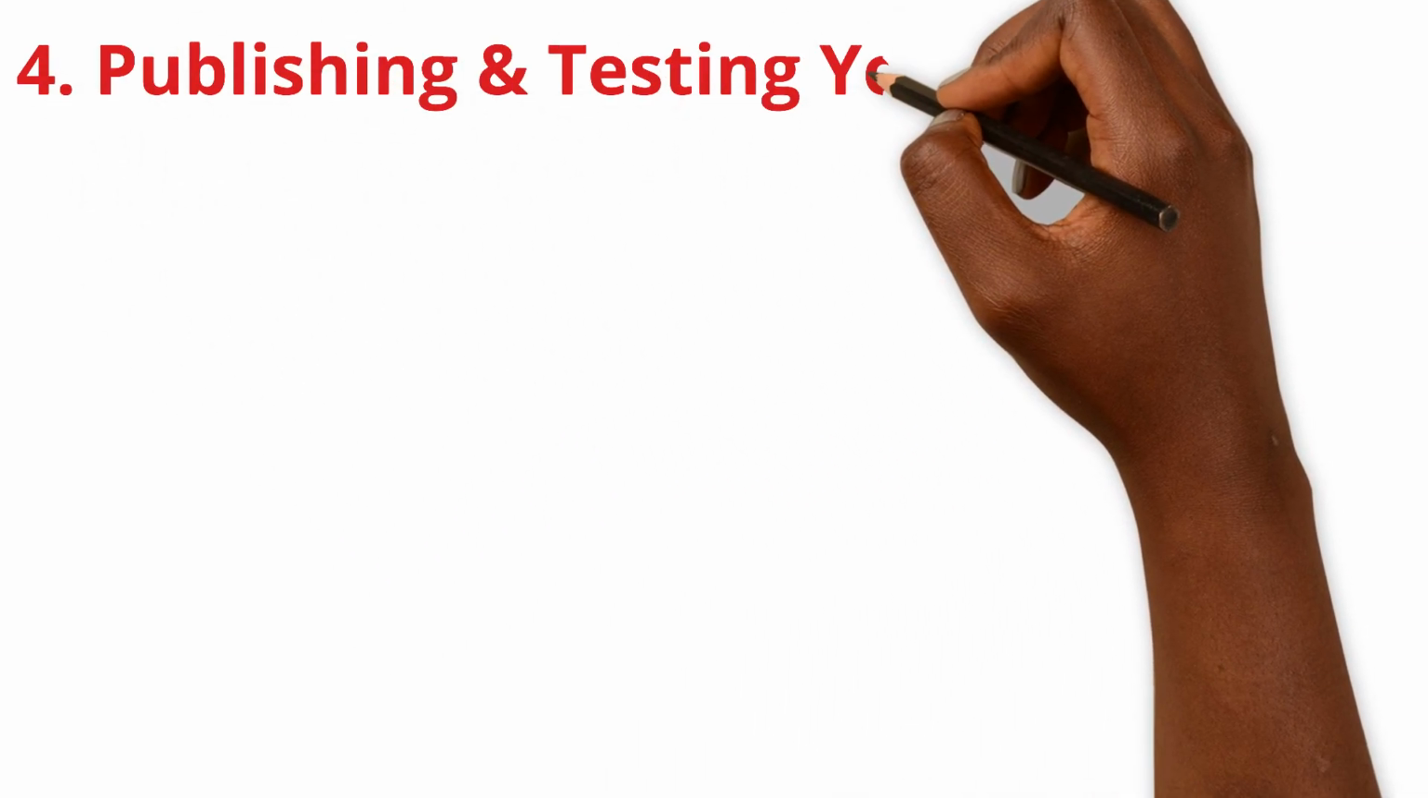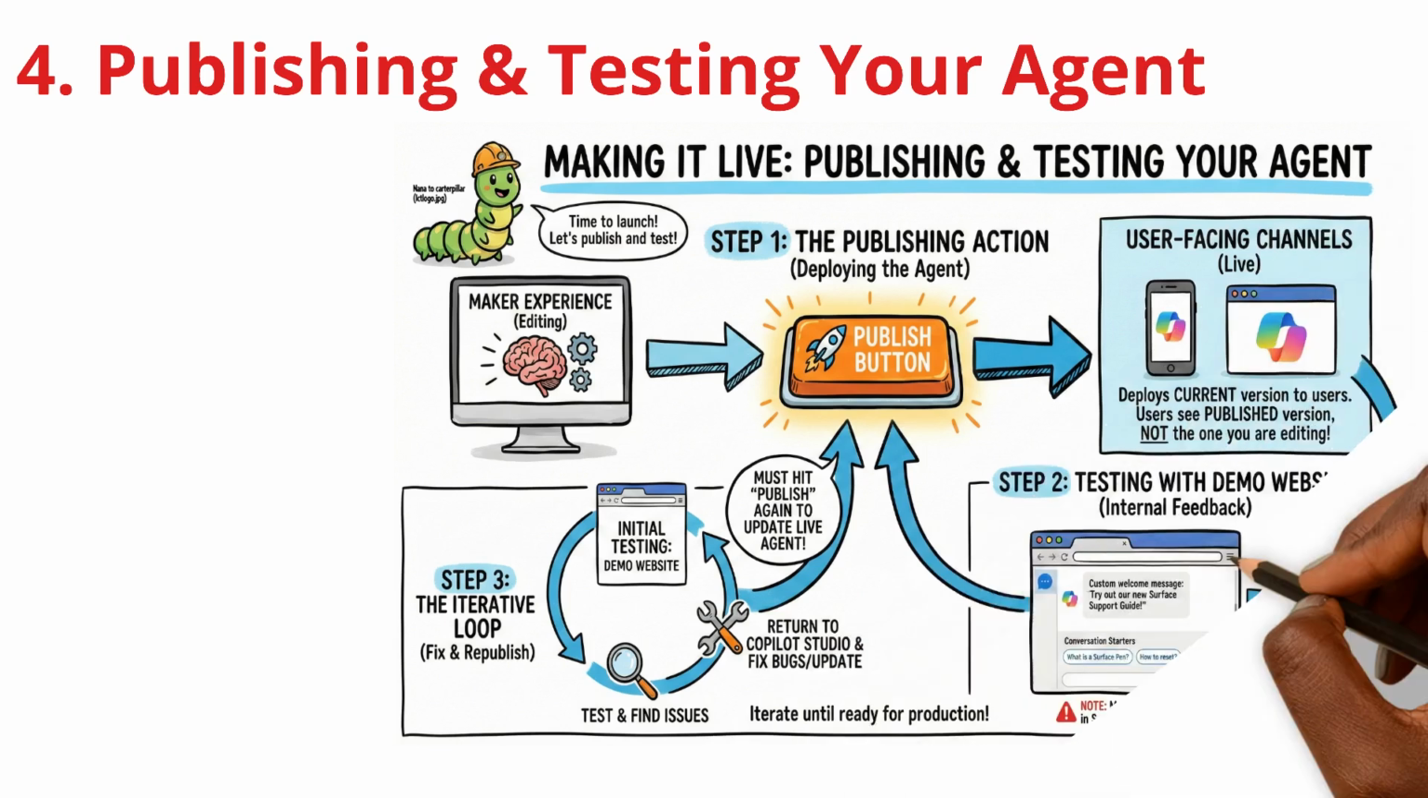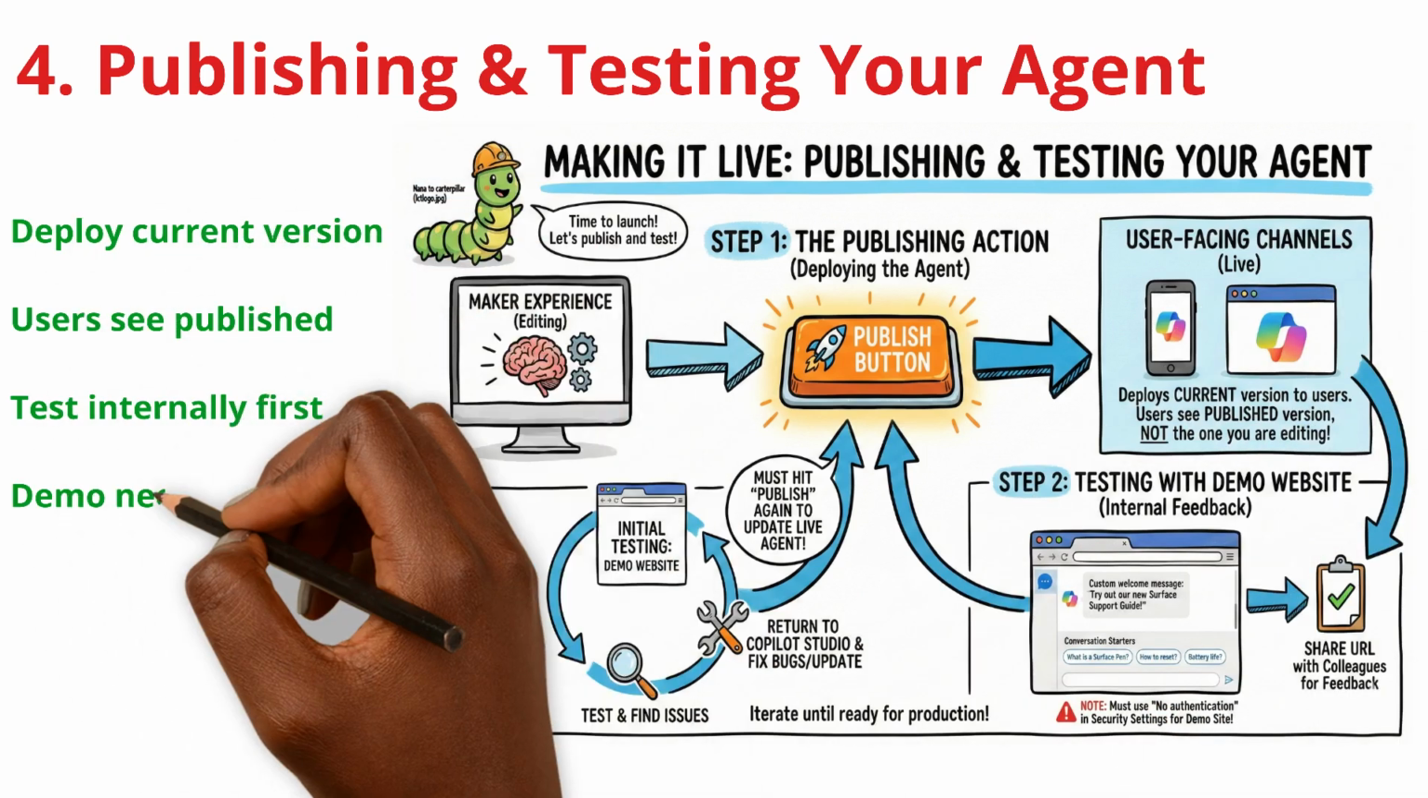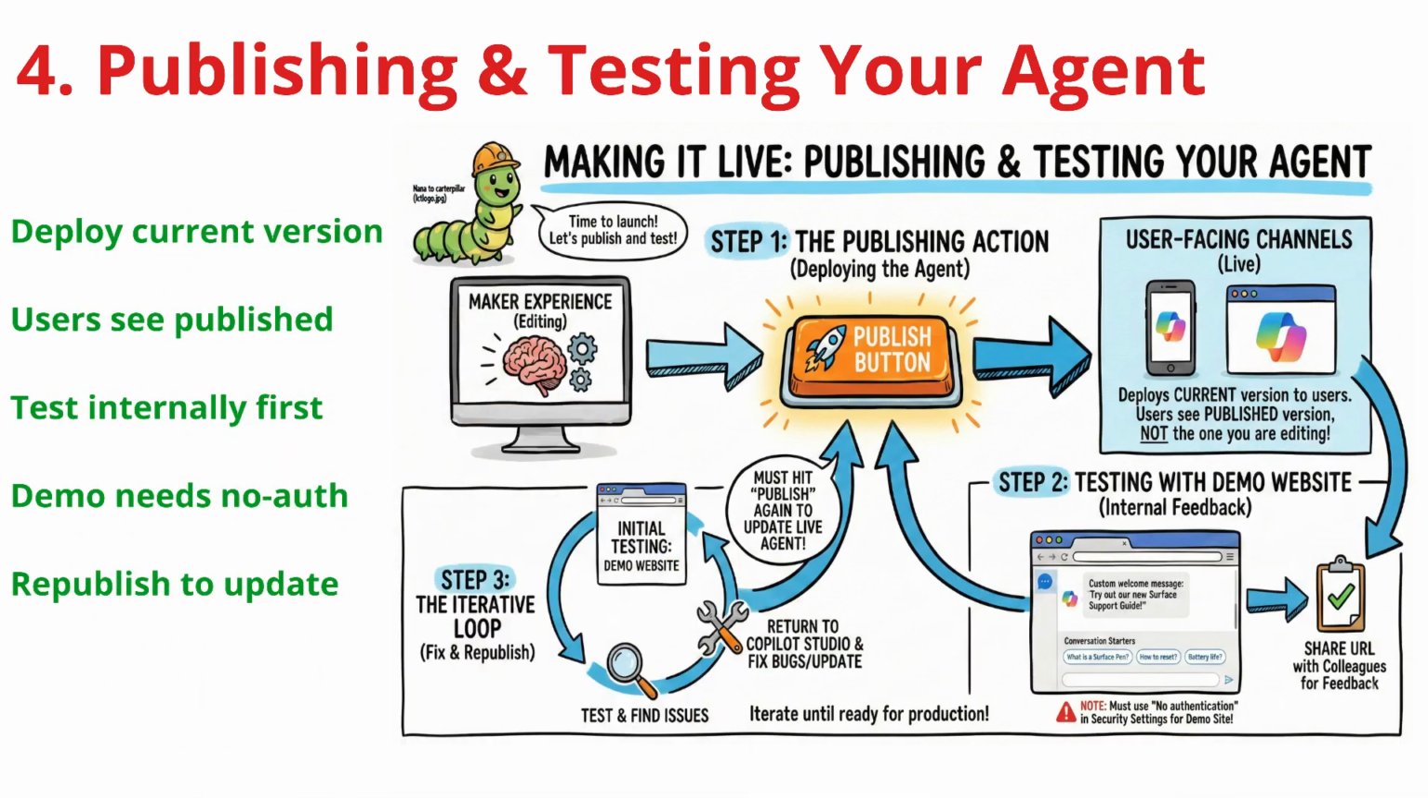As the guide suggests, it's time to launch. Publishing is the crucial action that deploys your agent from your private maker experience out to real user-facing channels. It's vital to remember that users only interact with the latest published version, not the draft you are currently editing. Before going live to customers, use the demo website for initial internal testing. To use this tool, you must first ensure your security setting is set to No Authentication. You can then customize the welcome message and add clickable conversation starters to help testers jump right in. Share the generated URL with colleagues for feedback.